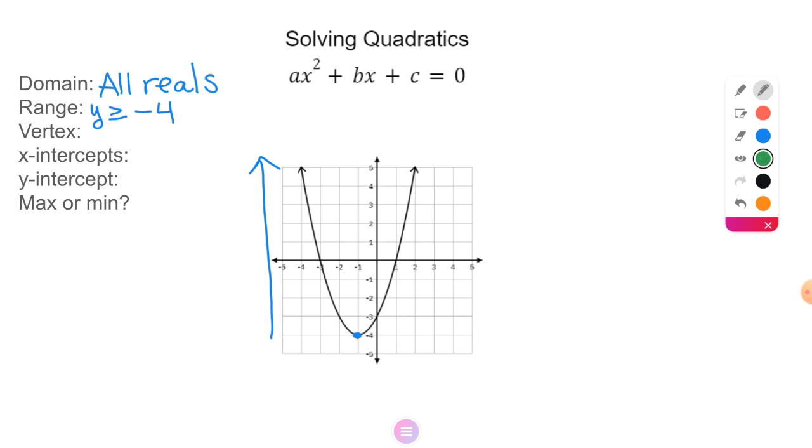The vertex is this maximum or minimum point. In this case, it's a minimum because it's at the bottom of the graph. Maximum would be at the top. That vertex is that point -1, -4. It's an x and a y. -1, -4.